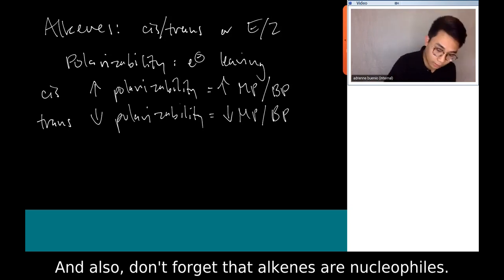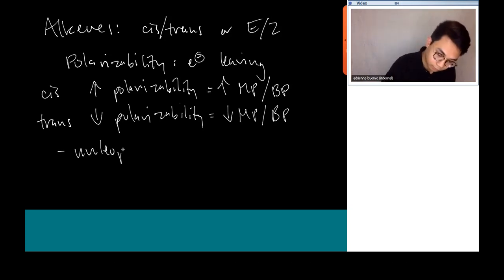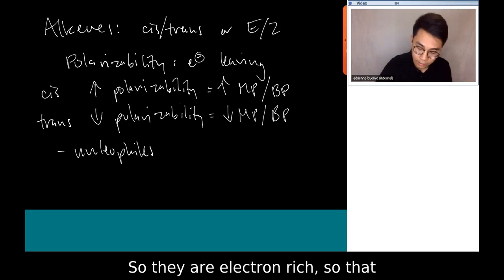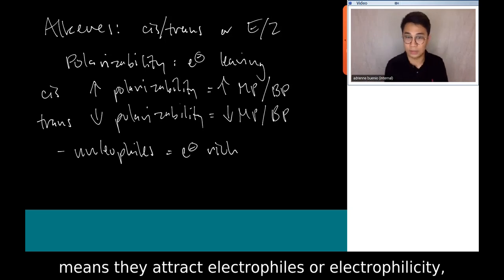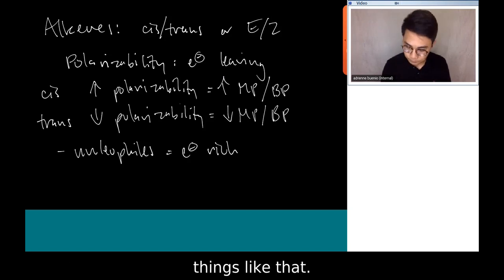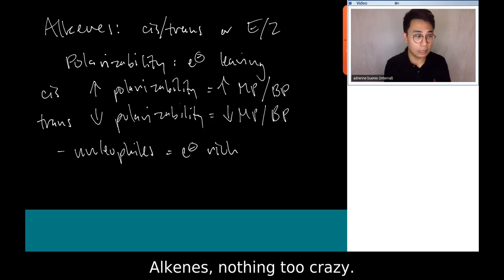And also don't forget that alkenes are nucleophiles, right? So they are electron rich. So that means they'll attract electrophiles, right? Or electrophilicity, things like that. So yeah, alkenes, nothing too crazy.